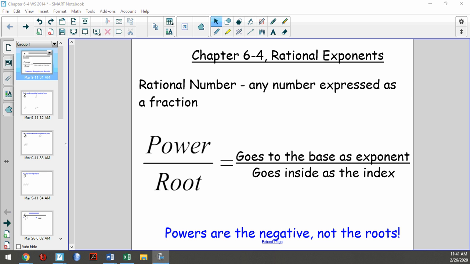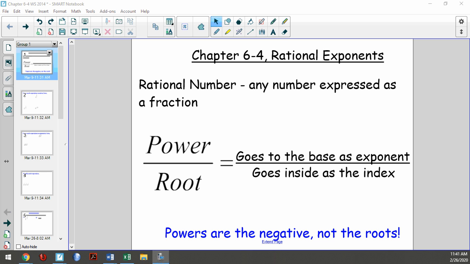Okay? Now, what we're learning today is rational exponents. A rational number is any number expressed as a fraction. So what we're dealing with are fractional exponents. If we have fractional exponents, you need to understand that there's a numerator and a denominator. The numerator is going to be your power. Your denominator is going to be your root. So you have heard me say power over root before.